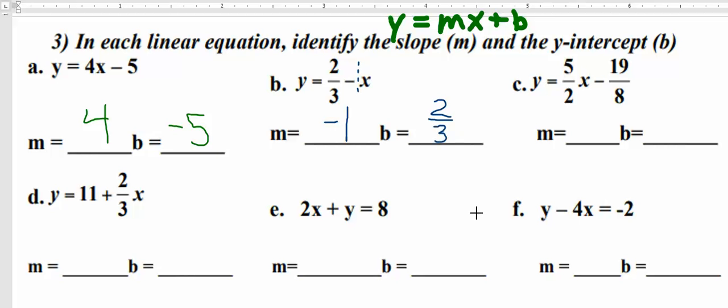So again, when looking at problems like this, make sure that you're slowing down just a smidge and you are analyzing what number, what coefficient is attached to the x. That's your slope. Look for that. Don't just impulsively look for, oh, this is the first number I see. That's got to be m.